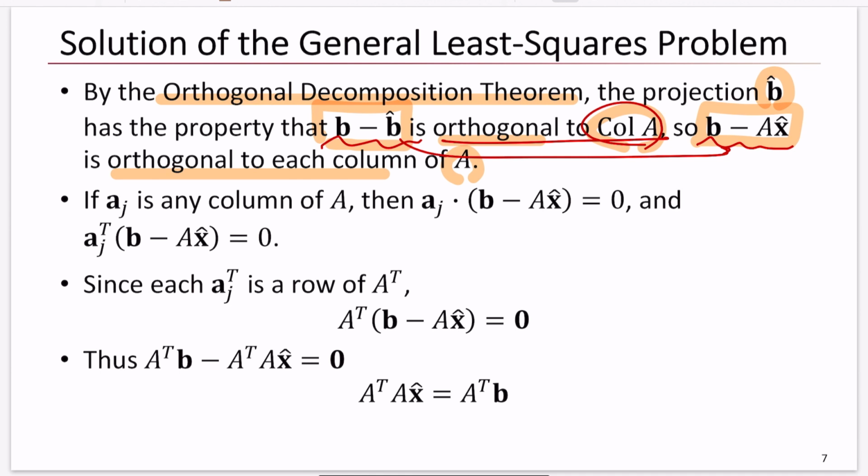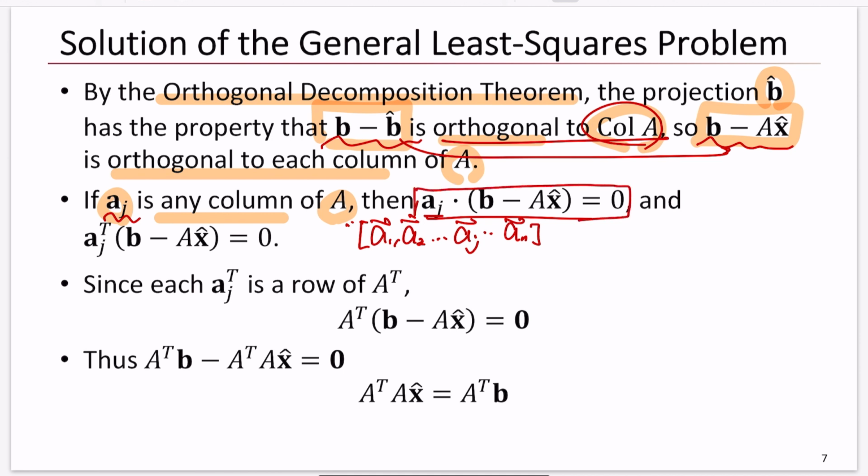And if aj is any column of matrix A, like matrix A consisting of a1, a2, ..., aj, ..., an, for example, aj is any column vector of matrix A. Then the inner product of aj and b minus A x hat is equal to 0. Why? Because they are orthogonal to each other. We're almost there. So based on this, aj transpose times (b minus A x hat) is equal to 0.